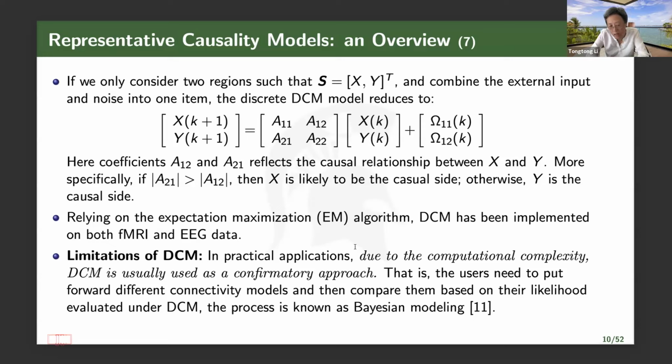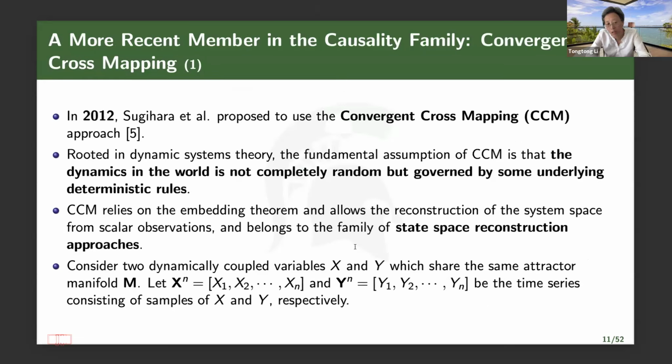People have been trying to find a causality model which is reliable and easy to implement. This is what we have been trying to do as well. We noticed this convergent cross-mapping, CCM, about two years ago, and we started to consider it.